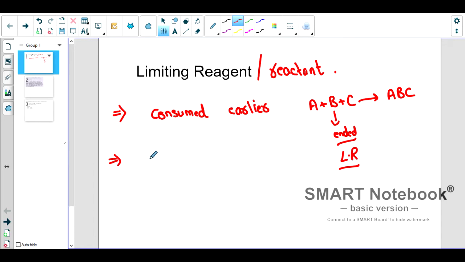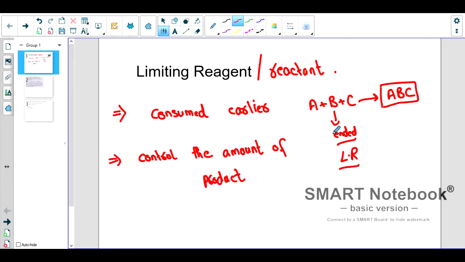Second point, this limiting reagent is the one which will control the amount of product formed. How much product you are going to get, who will control it? It will be the limiting reagent. How? Let's say this B is finished here. If this B is finished, then this ABC cannot be further formed. Third point, it is also the expensive one. The limiting reactant is expensive as compared to the other ones.